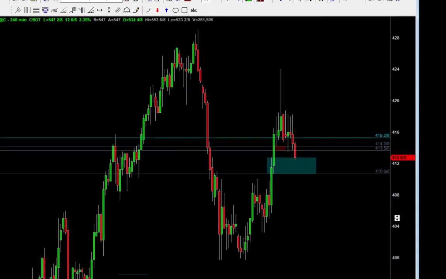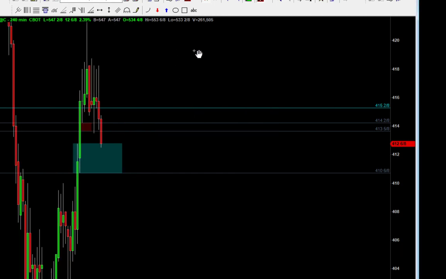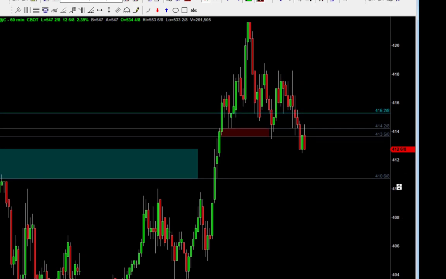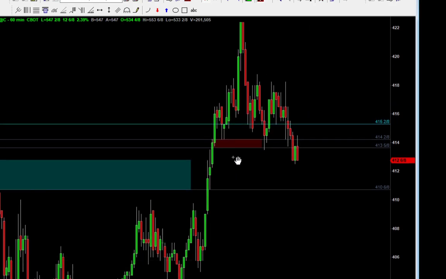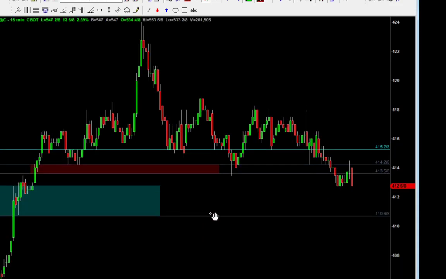Let's see what the sniper zone does. Okay, so what happened here, boys? So let's go to a 60. Remember my sniper zone? It actually broke, didn't it? Look at this. What happened here?